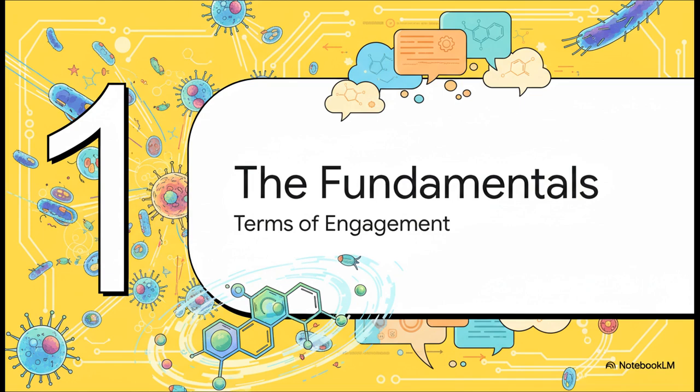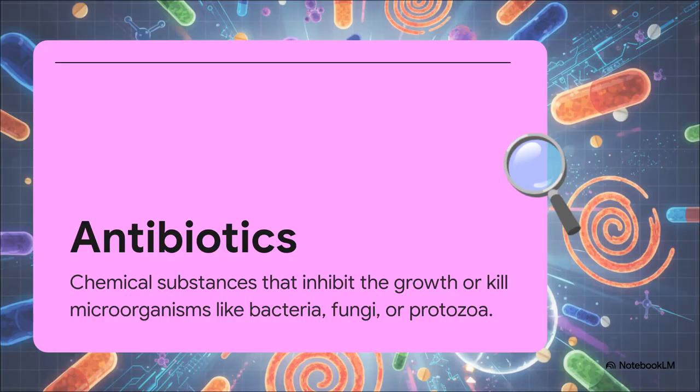Okay, let's jump in. Before we can even begin to talk strategy or pick our weapons, we all need to be speaking the same language. This first part is all about defining our terms, getting that foundational vocabulary down, because everything else builds on this. First things first, the star of the show, antibiotics. What are they, really? Well, at their core, they're chemical substances with one very specific mission: to either stop microorganisms like bacteria and fungi from growing, or to just kill them outright. It sounds simple, but wow, is it powerful.